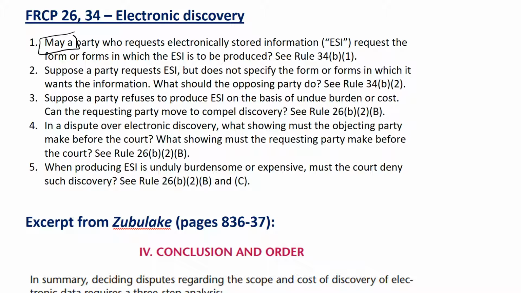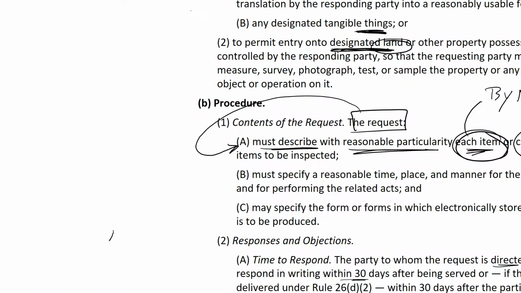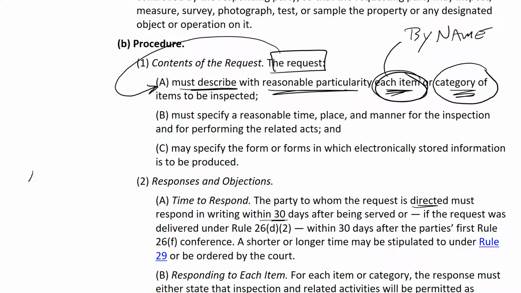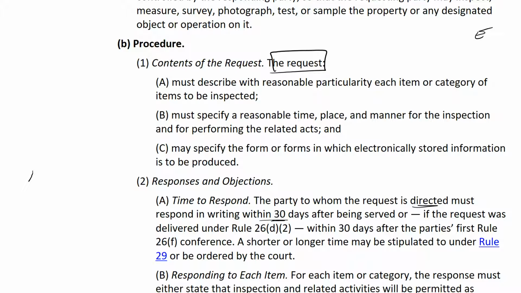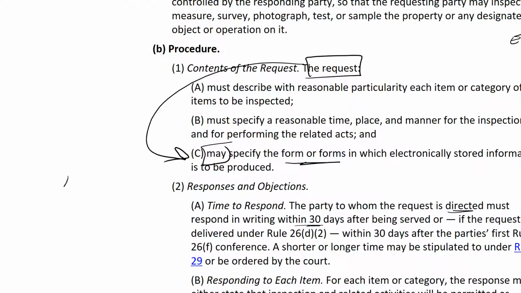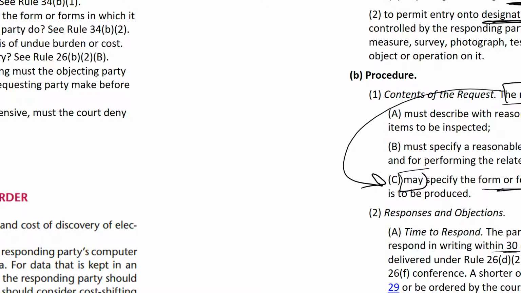All right, may a party who requests ESI request the form or forms they want it to be produced in, 34(b)(1)? The answer is, of course, yes. A request for discovery may, not must, may specify the form or forms in which ESI is to be produced. And that can be in a wide variety of forms, right? So think of a document. You might want a paper copy, right? You may want a PDF of it. You might want the word processing file it was in, right?